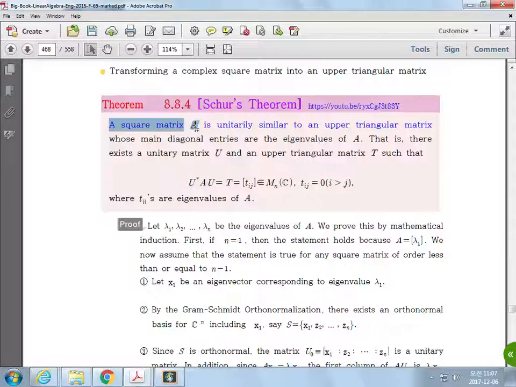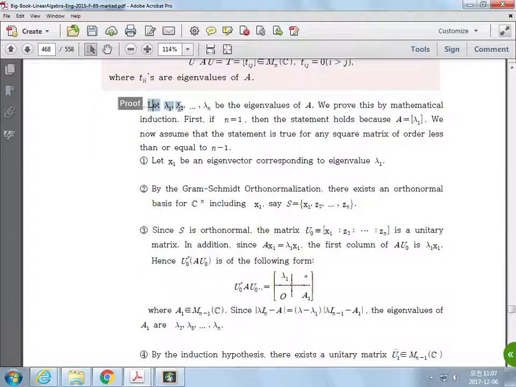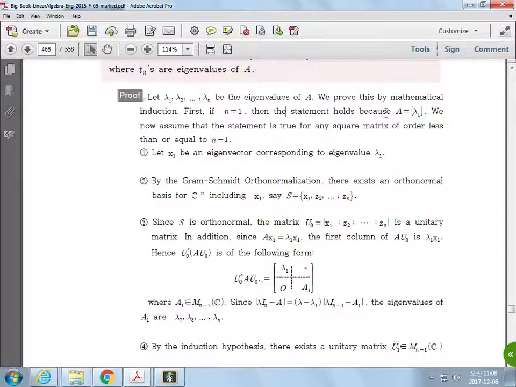For any matrix, you can simplify by using a unitary matrix that makes U star AU equal to a triangular matrix T, whose main diagonal entries are eigenvalues of A. This is possible because of this proof. If lambda i is an eigenvalue of A, then we use mathematical induction to prove this. When n is equal to 1, it's a 1-by-1 matrix. Then the A11 entry is itself an eigenvalue lambda 1, and so it is a triangular matrix. So it is true. Now assume the statement is true for any square matrix of order less than or equal to n minus 1.